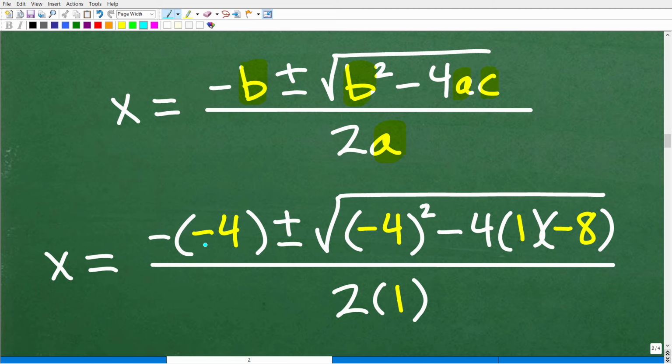So we have negative and negative minus. This right here, the minus b, a lot of students think, oh, I have a negative b value, so I don't need this. No, this is the negative of whatever b is. In our case, b is negative 4. So you plug in the number values for all these variables, and then you double, triple check.